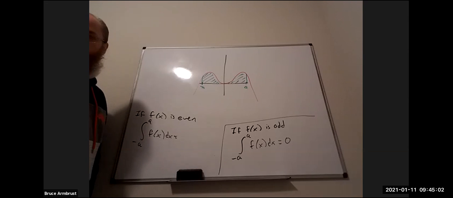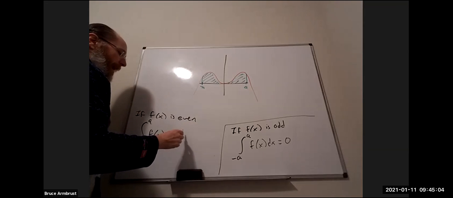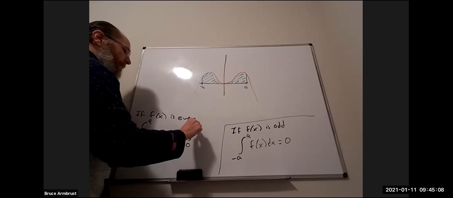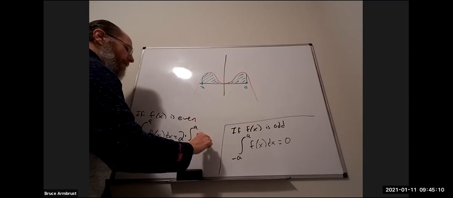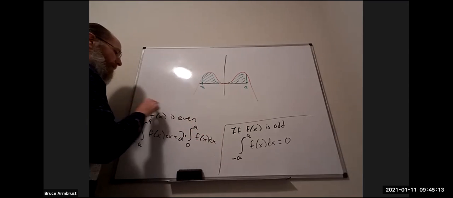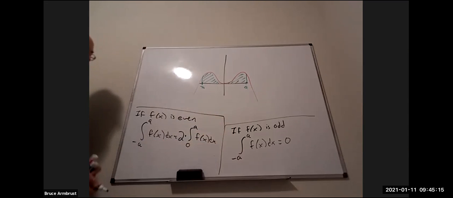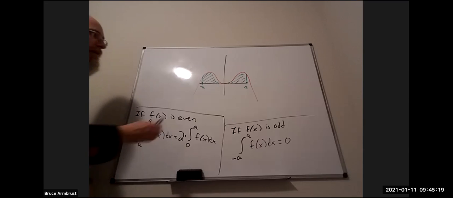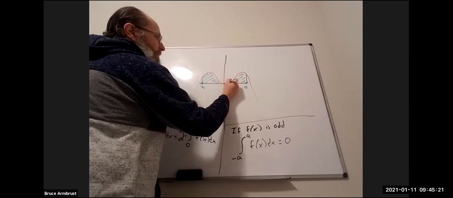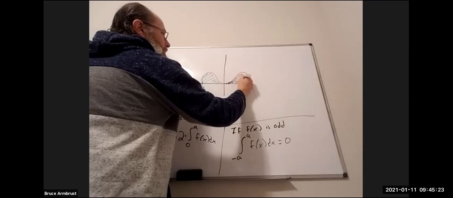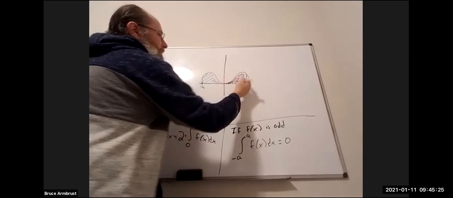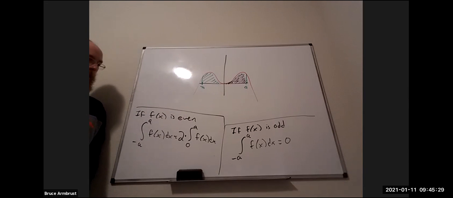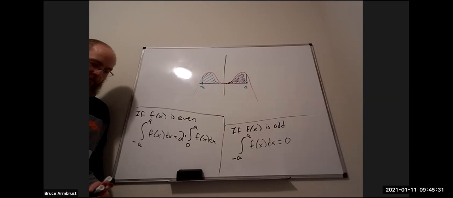So I like how Eric just put times 2 with a question mark. Oh, that's absolutely what we're going to get. We're going to get double the integral from 0 to a of f of x dx. The integral from 0 to a is just this piece that's on the right. But if I double that, I get the total.